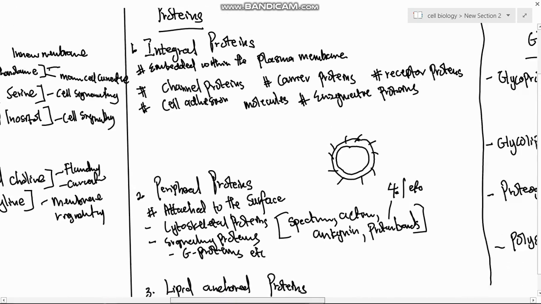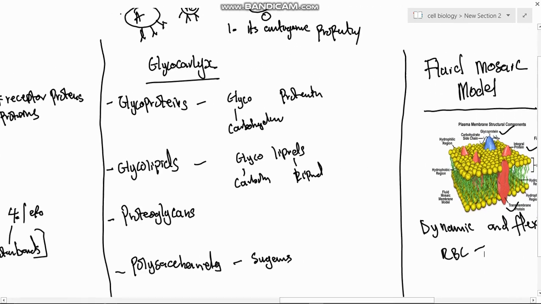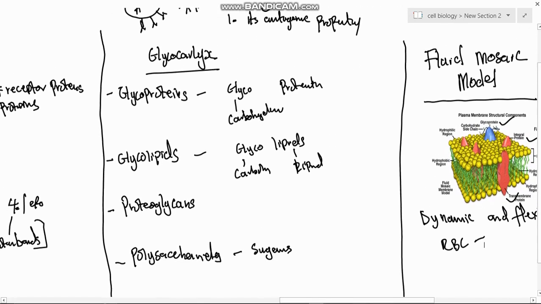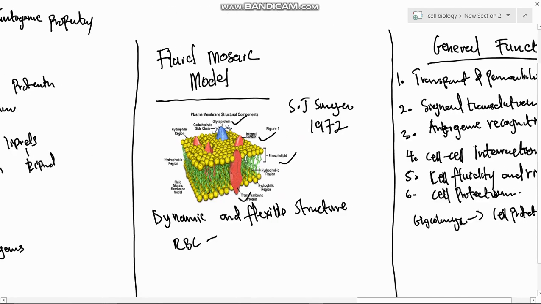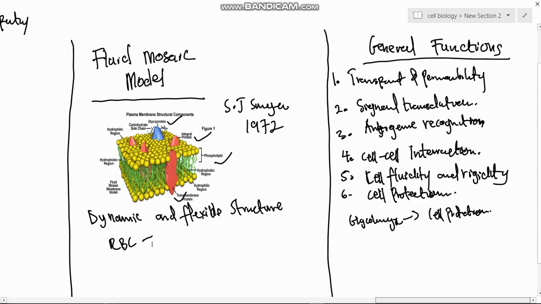Then we moved on to the glycocalyx and its antigenic property. We said the glycocalyx consists of glycoproteins, glycolipids, proteoglycans, and polysaccharides. Then we talked about the fluid mosaic model, and finally the general functions of the plasma membrane.